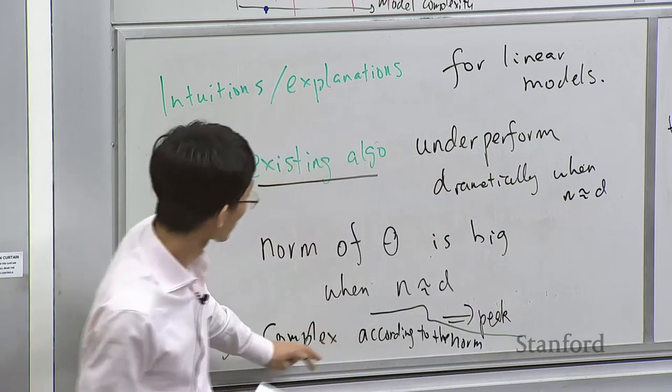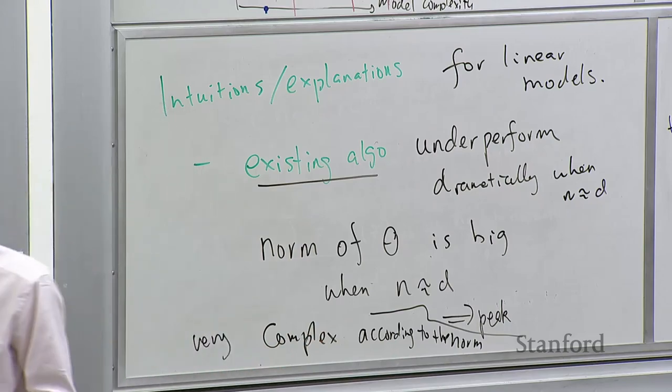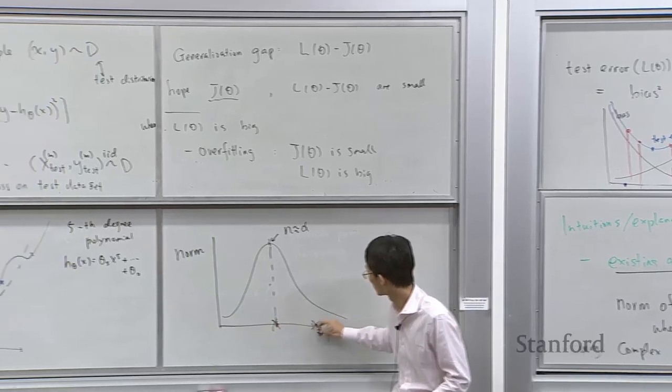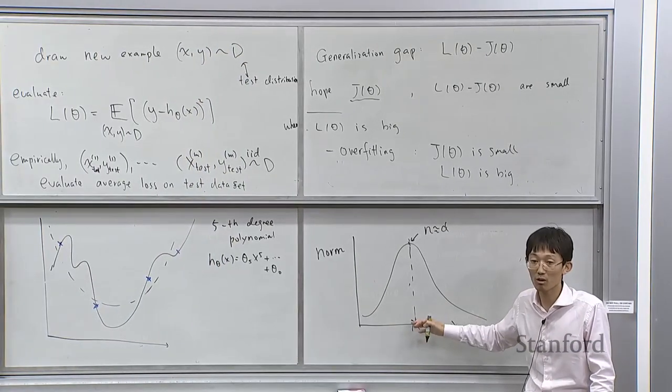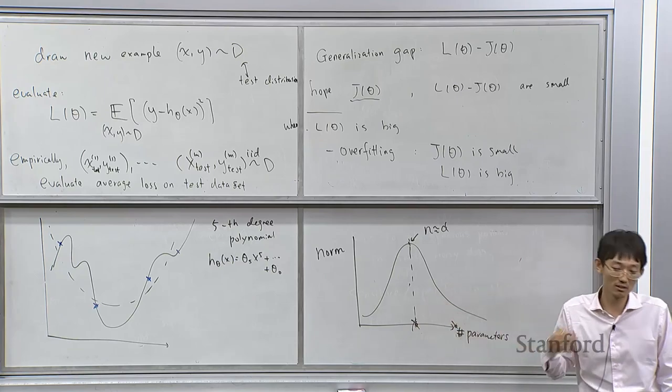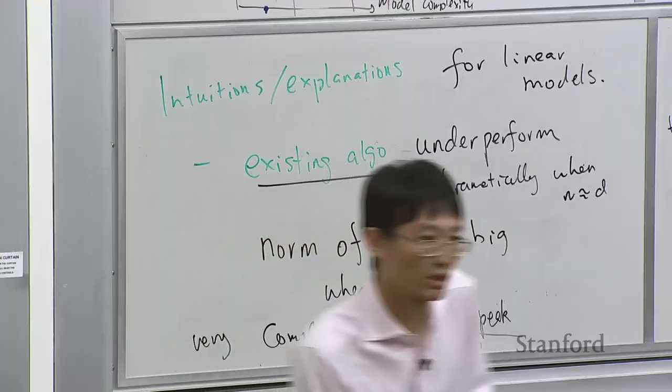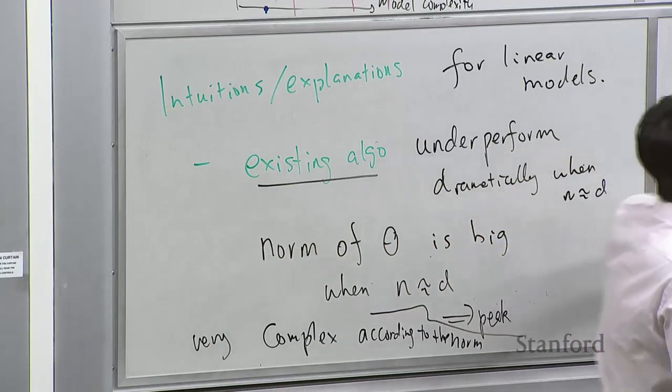So this model seemingly doesn't have a lot of parameters compared to, for example, this model. If you compare this model and this model, this model seems to have fewer parameters than this, right? That's by definition. But the norm is actually very big. So in some sense, if you use the norm as a complexity, these peaks actually have large complexity.